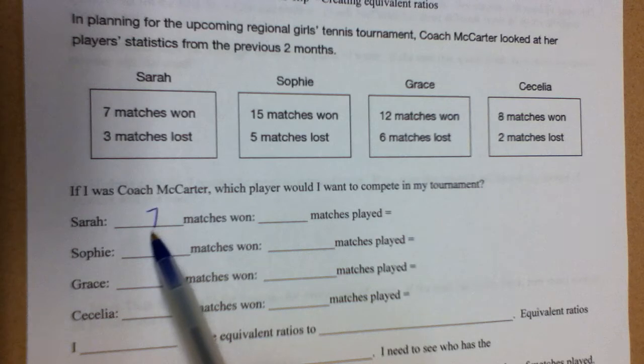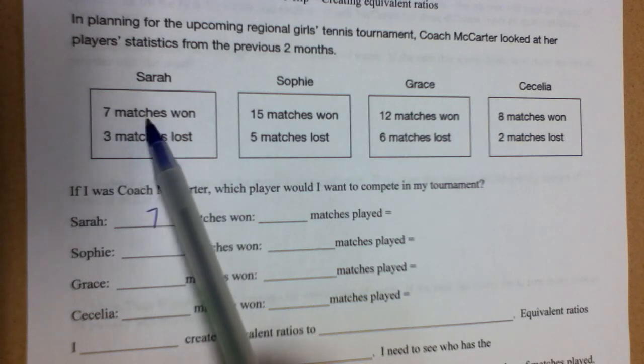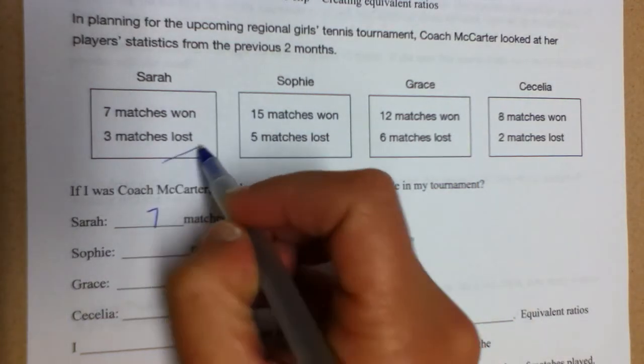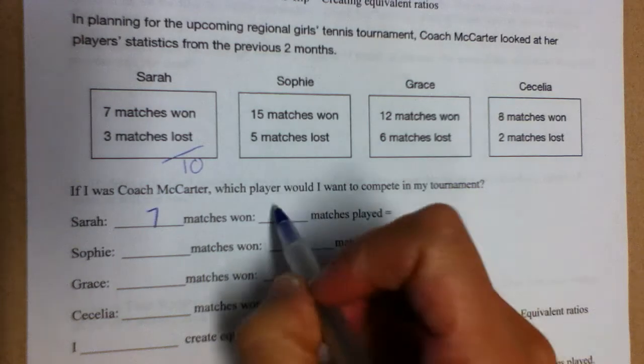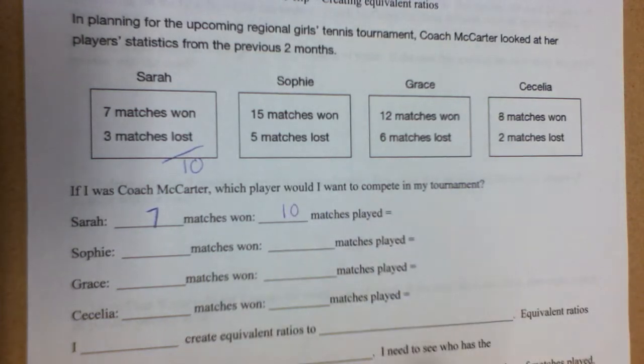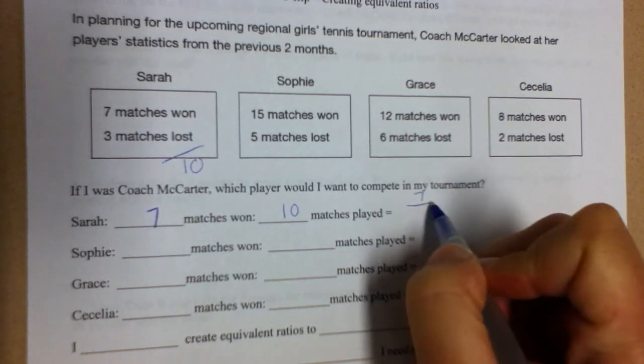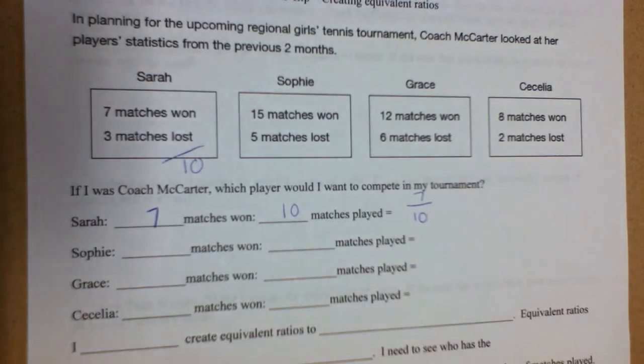In order for me to determine how many total games she played, we would have to add the 7 won and the 3 lost to get a total of 10. So she won 7 out of the 10 matches that she played. So as a fraction, that would be 7/10. She won 7 and she played 10.